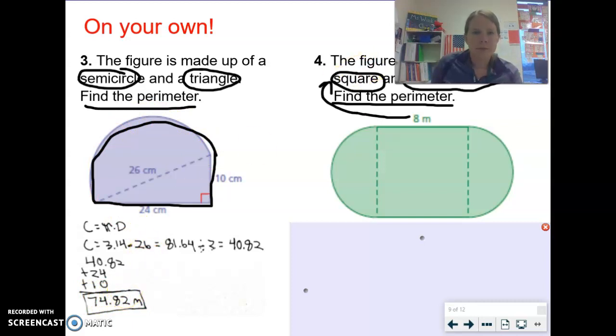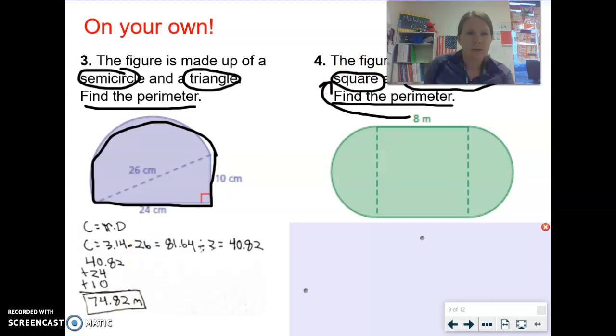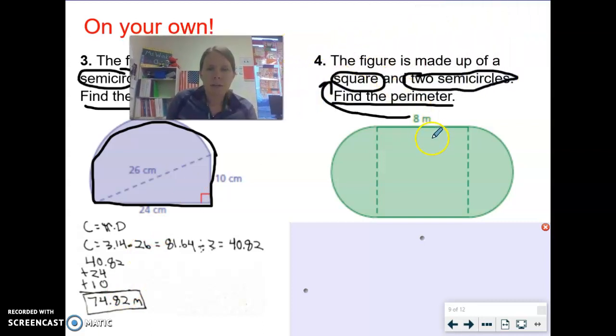All right, let me move myself again. Pause it if you need to. Let's take a look at example 4. This one says the figure is made up of a square and 2 semicircles. The biggest thing I was trying to mention to you was that this 8 meters, think about what you know about squares. That means that every single side of this is going to be 8.